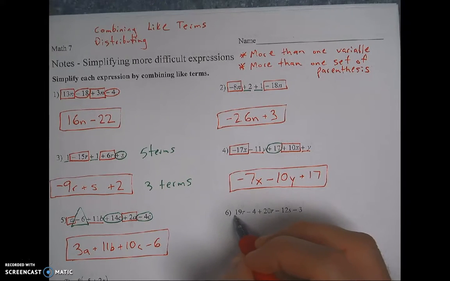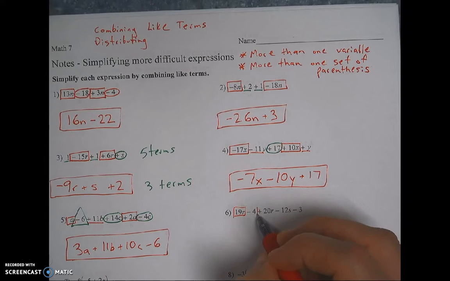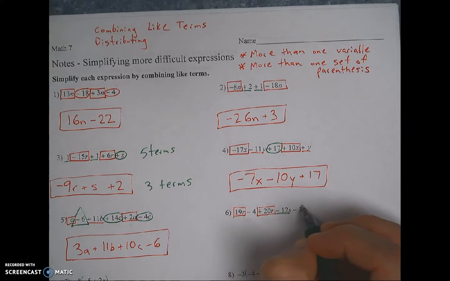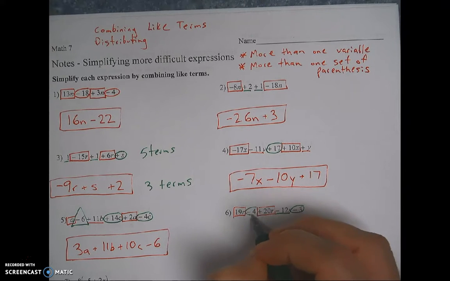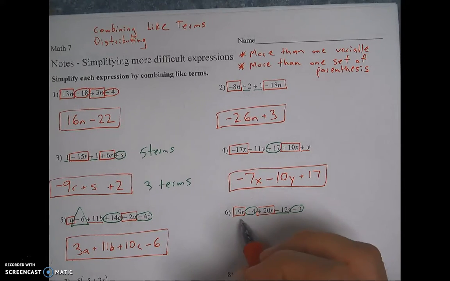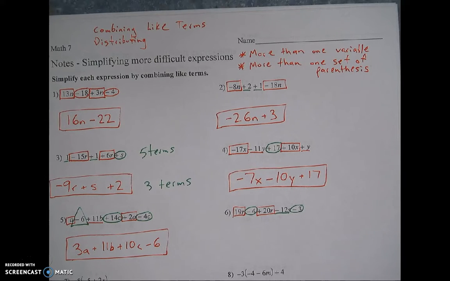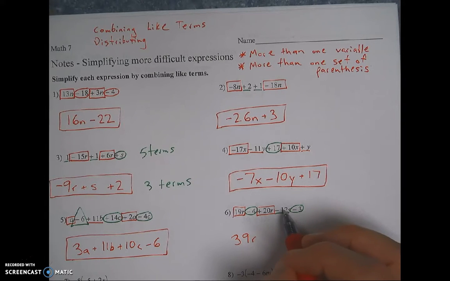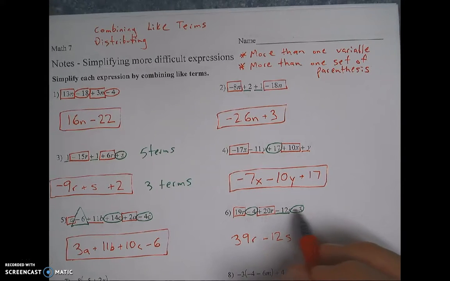16. Here's an R. Here's another R. Here's an S. And then here's 2 whole numbers. So I have 3 different shapes here. 3 different types of terms, so my answer will have 3 terms. R comes before S, I'm going to start there. 19 and 20 is 39R. This is the only S, so that just stays. And a minus 4 and a minus 3 is a minus 7.